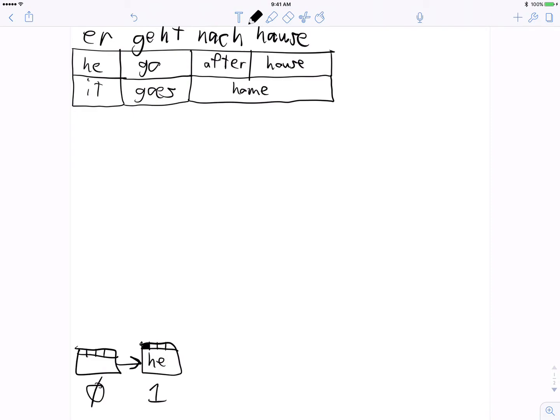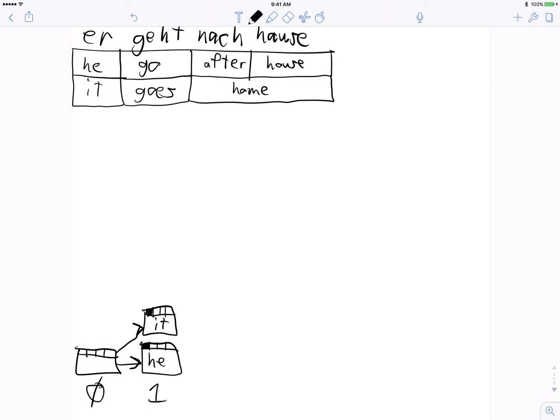We're now going to extend the entry in stack 0 a different way. How? Well, er could also be translated as it. Again, exactly 1 word has been translated so far.